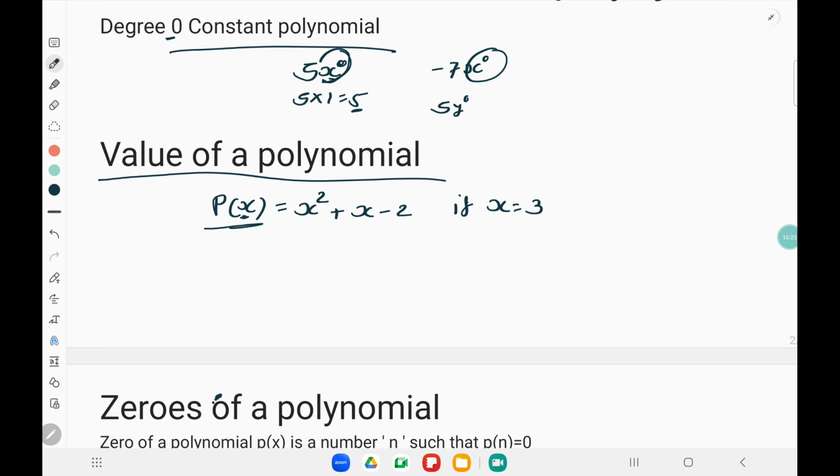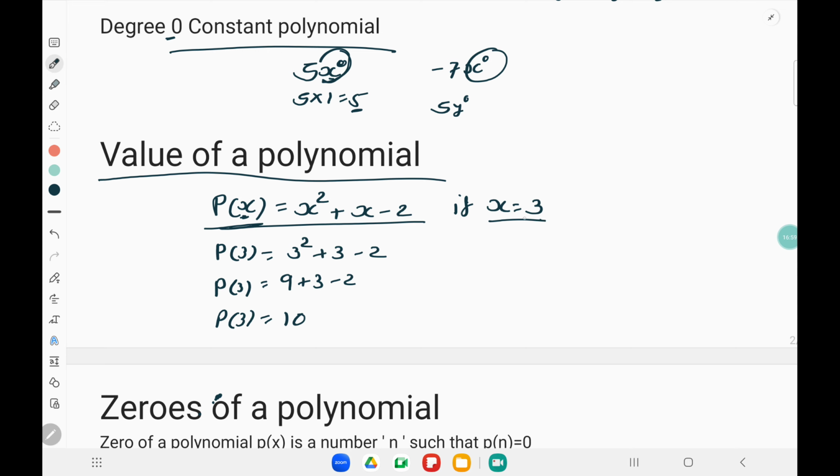If we want to figure out the value of the polynomial and we know the x value, what we have to do is replace x with 3. So wherever we find x, we replace it by 3. So 3 square plus 3 minus 2, the 2 as it is. 3 square becomes 9, plus 3 minus 2. So at the end, p of 3, the value of the polynomial, is 12 take away 2, which is 10. So if x equals 3, the polynomial value becomes 10.